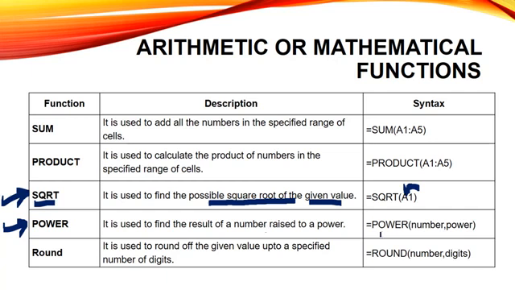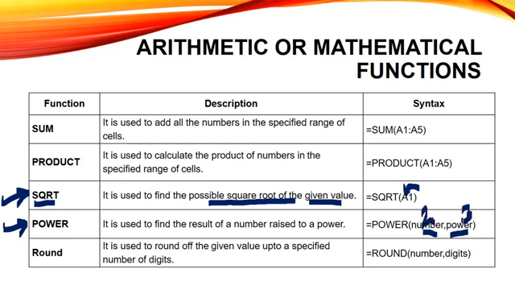And the syntax of this function is very simple. We have to write equals to POWER, then inside the brackets we have to write the number, then we have to pass the power. Fine. So suppose you want to calculate 2 cubed. For that you will write equals to POWER(2,3).